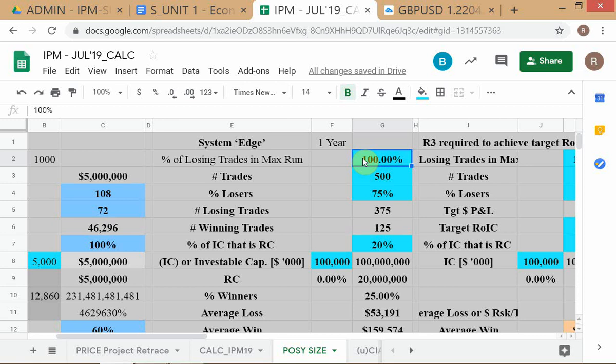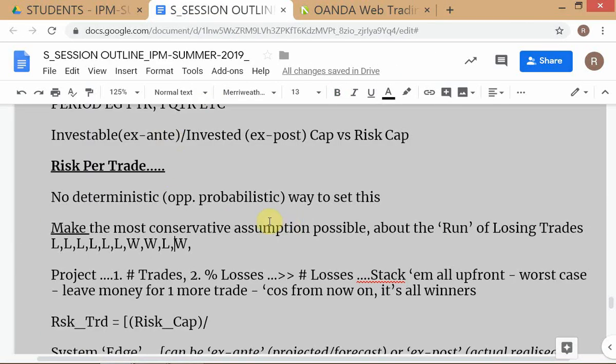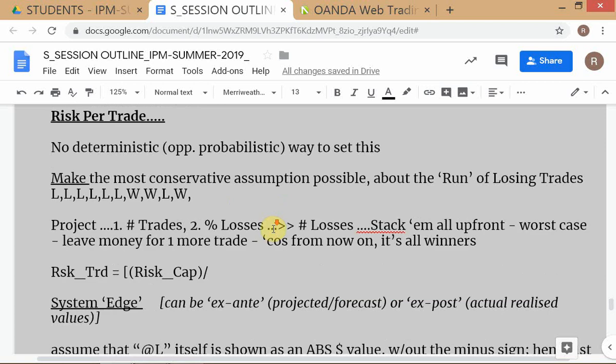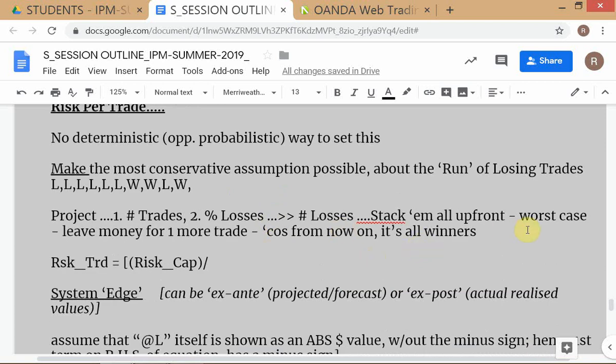Okay. So we are going to assume the worst case: if there are going to be 375 losing trades, let's assume that all 375 are stacked up front. Total number of losses, stack them all up front. This is the worst case, and then you have to leave money for one more trade, because you should have money to do the next trade, because from then onwards it's going to be winners, right?